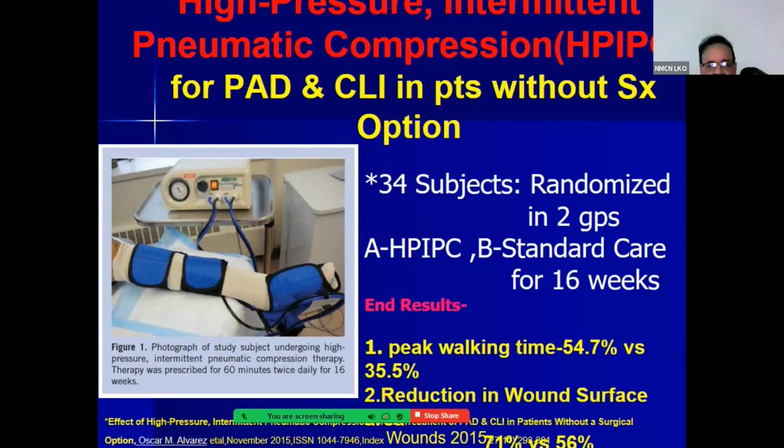There are three bladders which are wrapped around the leg, or sometimes there is a continuous sleeve, and there is synchronized compression from above to below. It compresses first of all the thigh muscles, so the thigh arteries, and then blood flows in a distal manner. Different trials have been done, and they have shown that the peak walking time has increased, and there is a reduction in wound surface also. So this is also one of the modalities when angioplasty or bypass can't be done.